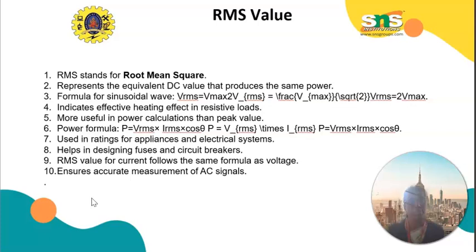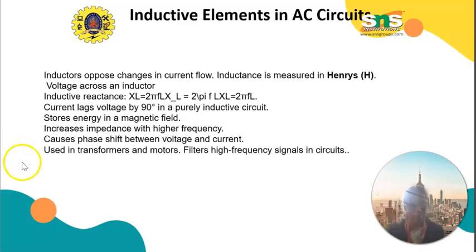RMS means root mean square value. It represents the equivalent DC value that produces the same power. The formula for a sinusoidal waveform is Vrms equal to Vmax divided by the square root of 2, and the power formula is P equal to Vrms Irms cos phi. For DC, P is equal to V into I. It ensures accurate measurements of AC signals. It helps in designing fuses and circuit breakers. It is more useful in power calculation than the peak value.